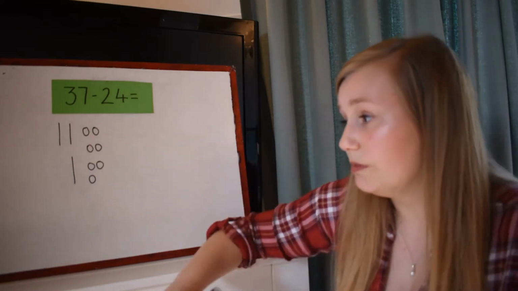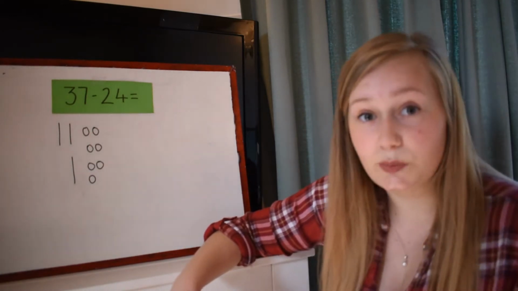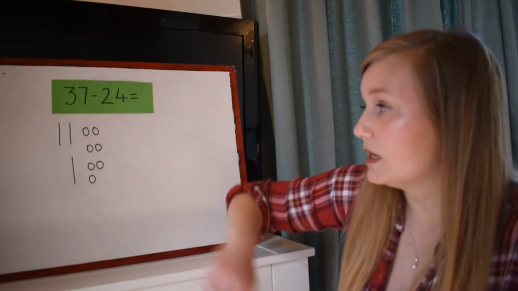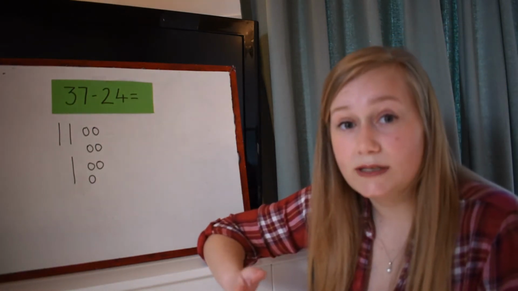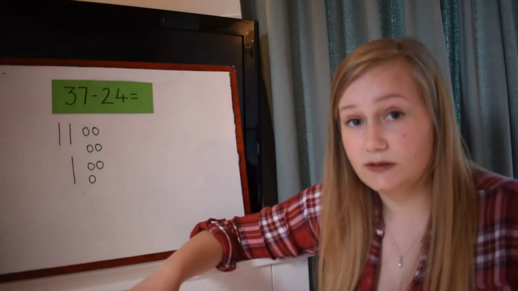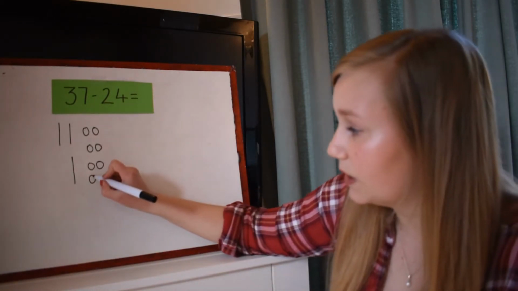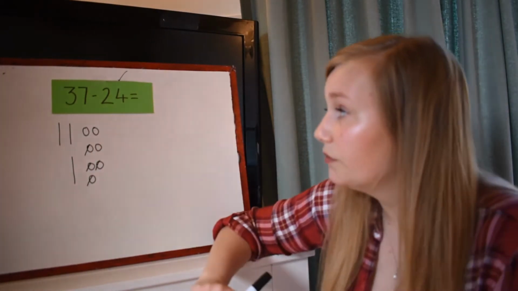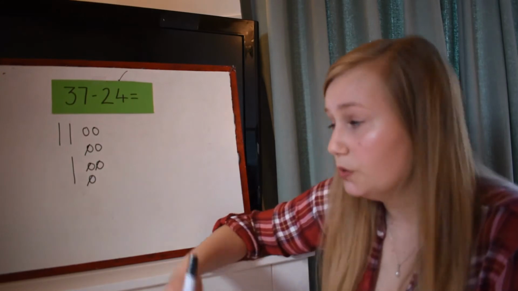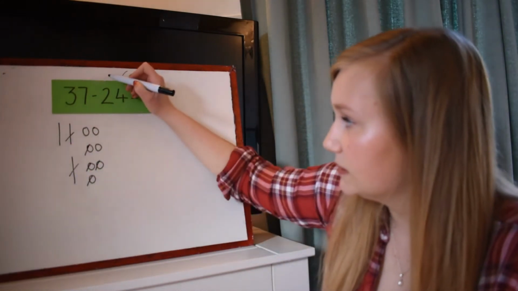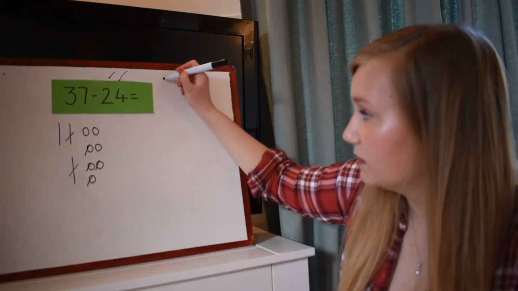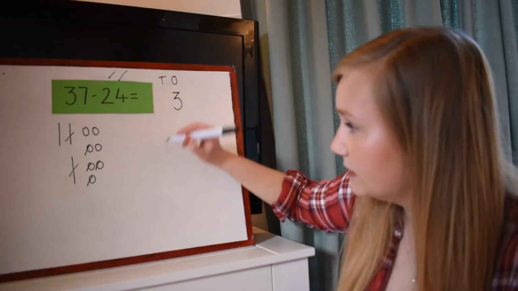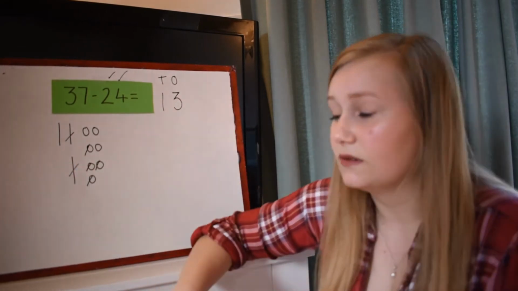Remember, I try and draw them in nice neat lines just to make it a little bit easier for me so that I can clearly see what I'm doing, okay? So I'm going to take away 24. Now remember, I always need to worry about my ones first. So I'm going to subtract 4 ones, 1, 2, 3, 4. Tick that bit off. And then I'm going to subtract 2 sticks of 10. Tick that bit off. Now I can work out my answer, tens and ones. I've got 3 ones and I've got 1 stick of 10.